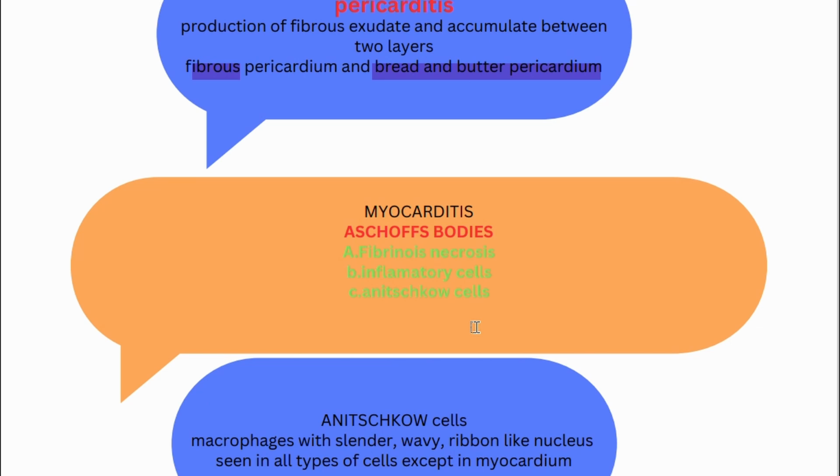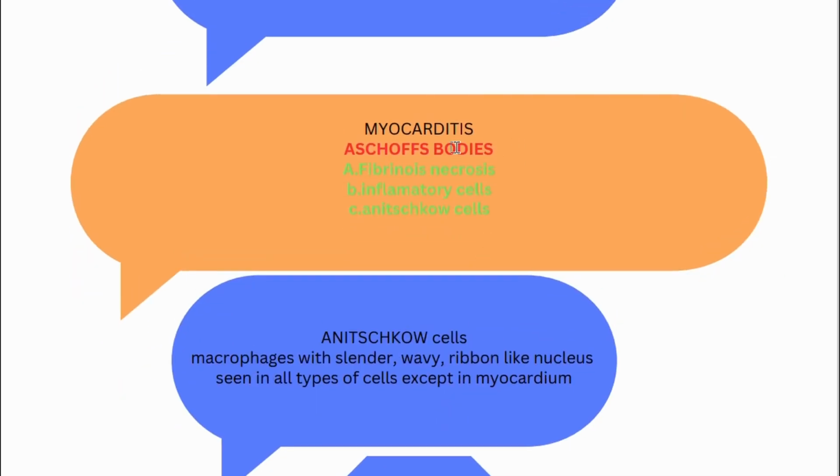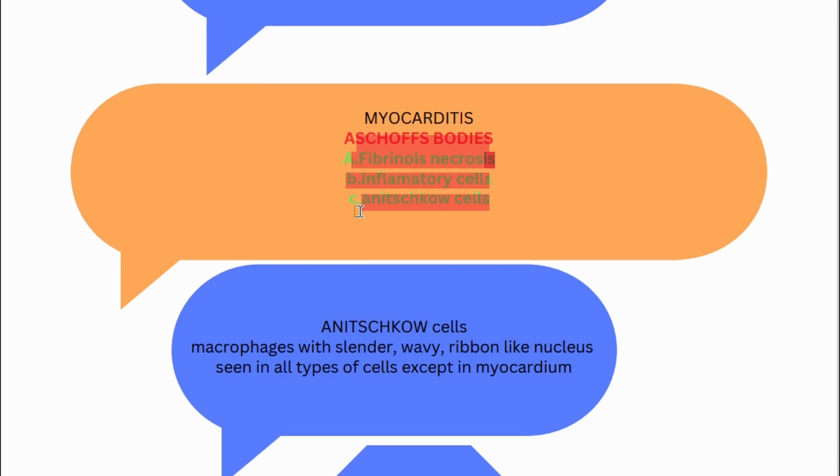Next one is myocarditis. In this myocarditis we can clearly observe Aschoff bodies. The composition of Aschoff bodies is very important. The first is fibrinoid necrosis, then there will be inflammatory cells, and there will be Anitschkow cells. So these three are present in the Aschoff body.